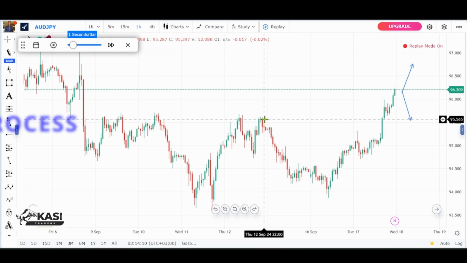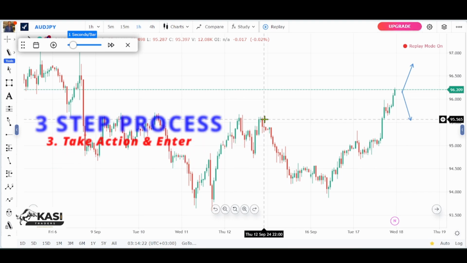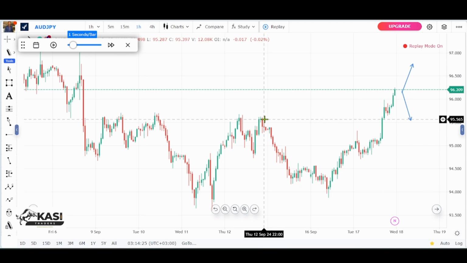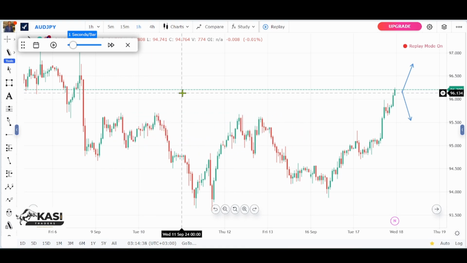The first step is to identify trend and structure. The second step, and I'll explain this, is to prepare and predict, and the third step is to take action and enter the market. We get involved in the trade. This is AUD JPY on 1 hour time frame. Our first step is to identify a trend and structure levels that we want to pay attention to.